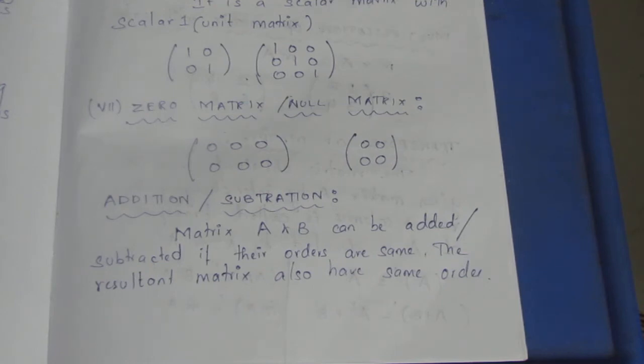In the same way, only if the order is the same can we do the addition or subtraction. If there is a 3 by 2 matrix and you have another 3 by 2 matrix, only then can we add or subtract both matrices. If the order is different, we can't do matrix addition or subtraction. Remember that the order should be the same for doing addition or subtraction.